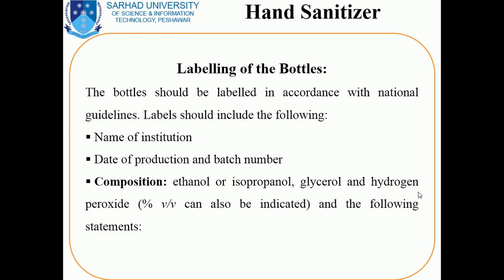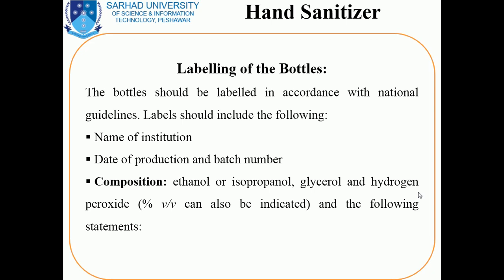During labeling, the label should include the following. For example, name of the organization, institution or pharmaceutical company, date of production, and batch number. Batch number is mandatory. A batch is actually the cycle in which we are preparing. Suppose we say it is batch 1 of the formulation. In one cycle, the product we prepare is called a batch, and it is separately allotted a number, that is the batch number.